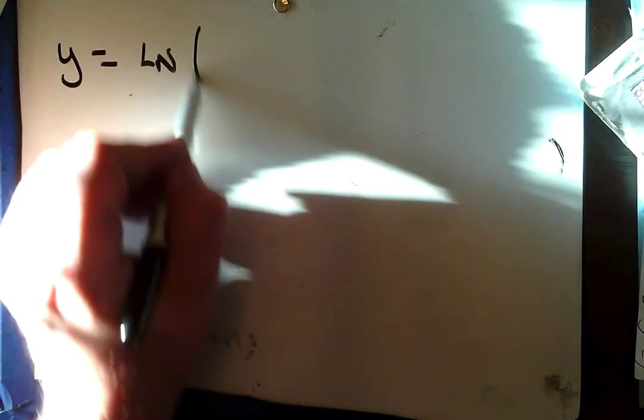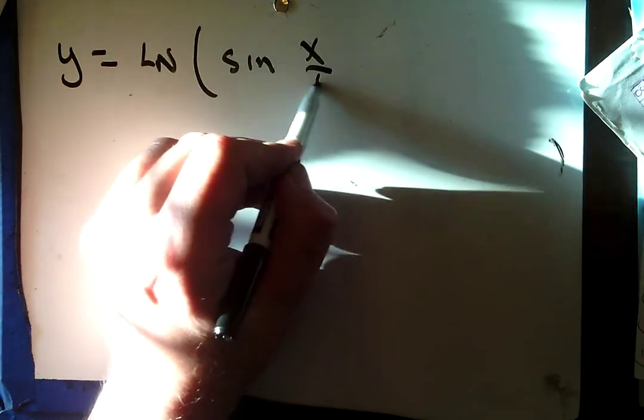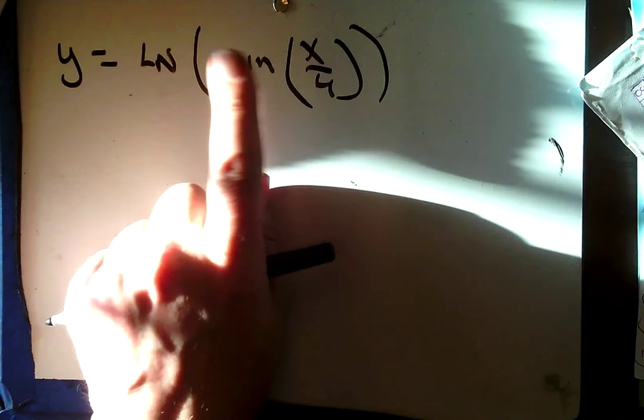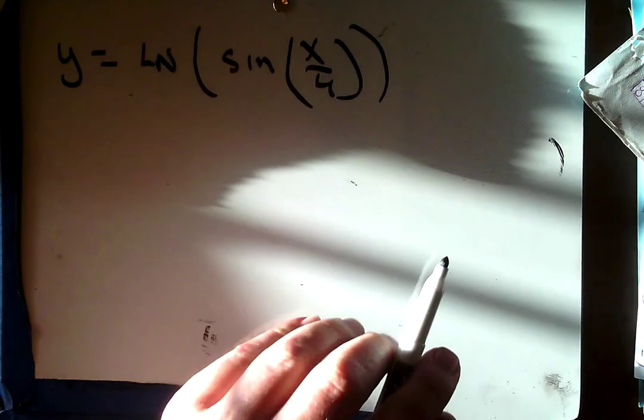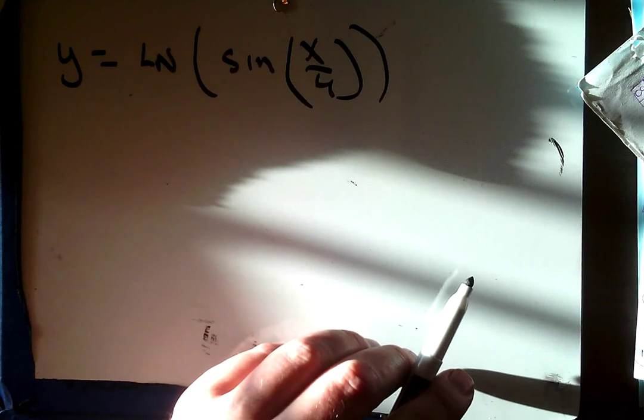Instead, I'm going to look at y equals ln of sine of x over 4. And please note this is sine, not inverse sine. Take the derivative, come back when you're done.